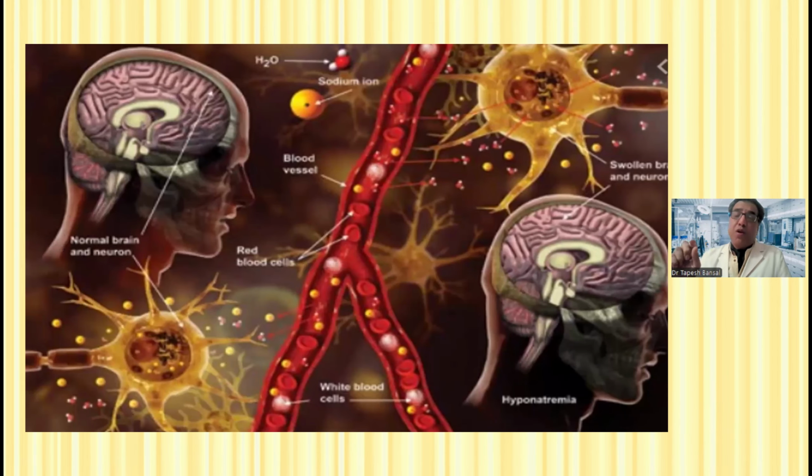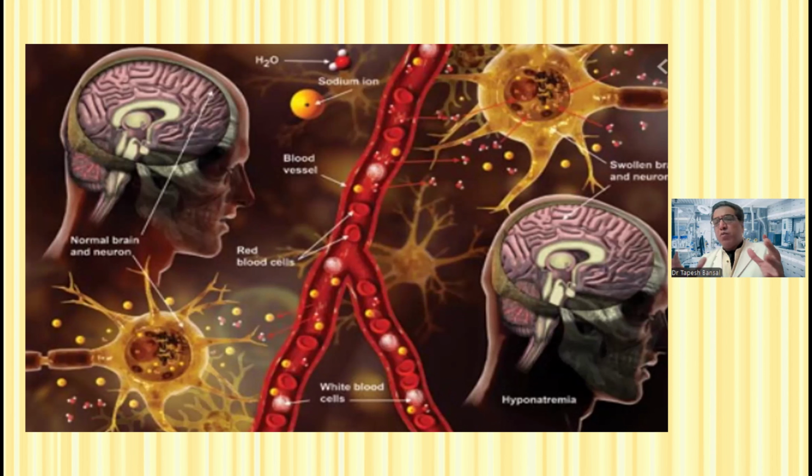Just a couple of words about this. When there is hyponatremia, there is dilution of the extracellular fluid with water. Here you can see on the left is the normal situation, while on the right is hyponatremia. The red dots show you water, the yellow dots show you sodium. If you look at the right picture, on the right of the blood vessel, there are many more water molecules, and the neuron has become swollen. This is because there's water entry into the neurons.